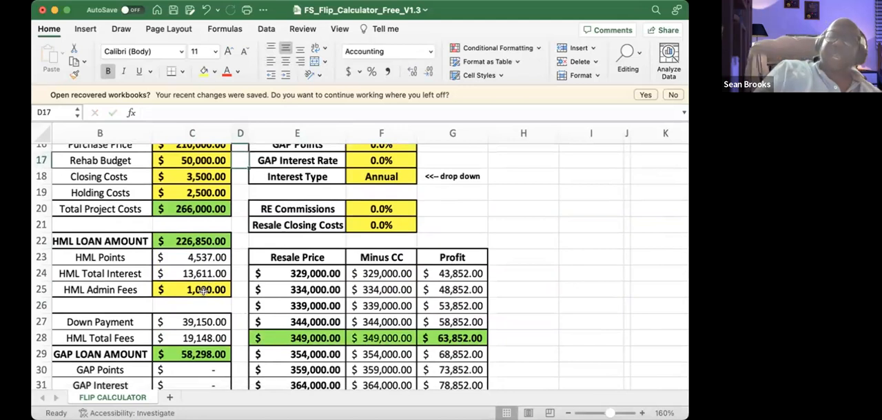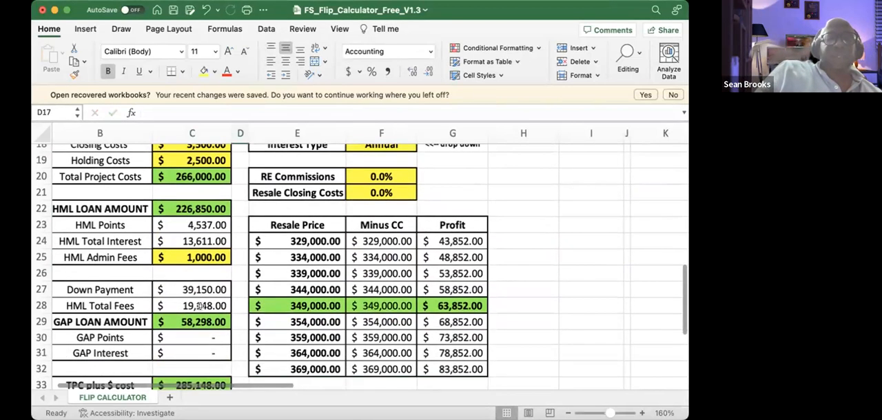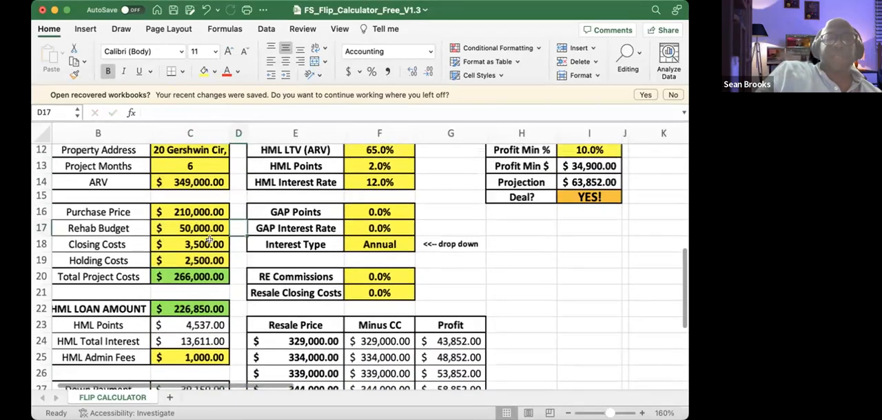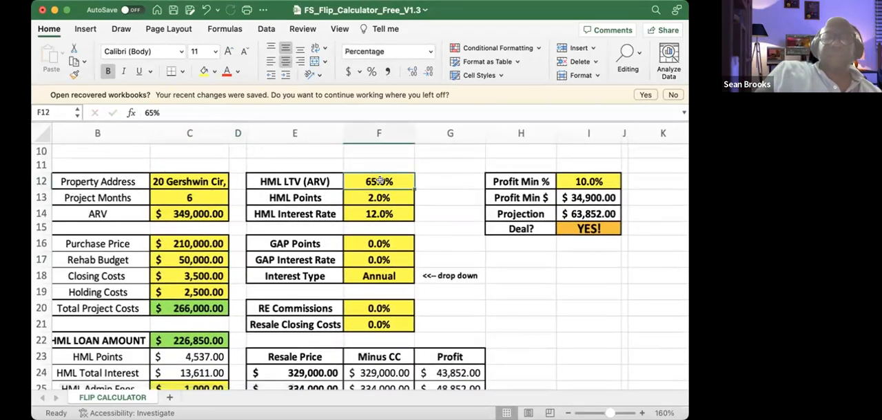Okay. Admin fee is just like any other admin fee, like $1,000 is the admin fee. All right. So your down payment to get into this deal is $39,150. This is if you're not using anybody else's money, right? So if you're not using anybody else's money, then we can take that out, zero that out.